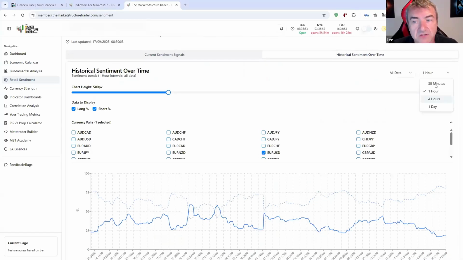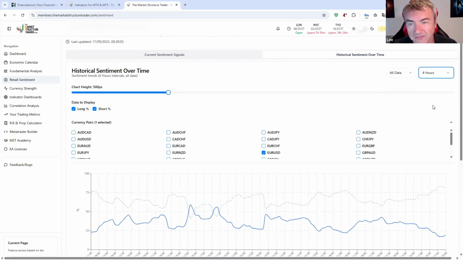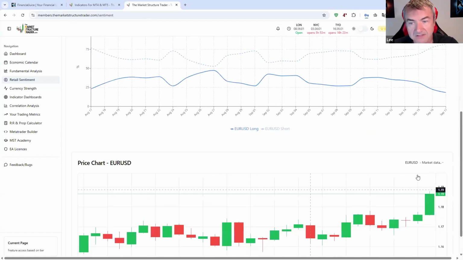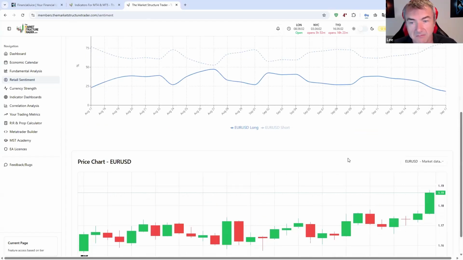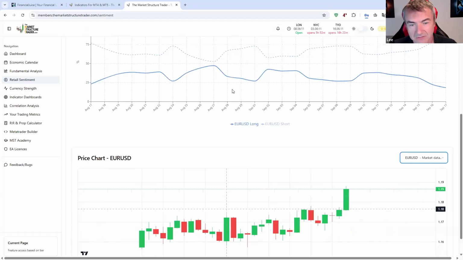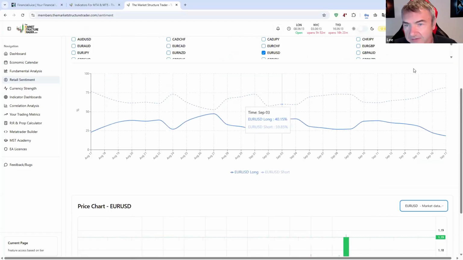You can switch over to different time frames as well. So if we look at the 4 hour, you won't see this change an awful lot, but there you go, daily. And this chart will automatically change as well to the currency that you're selecting, and it changes to the time frame as well. So this is now a daily chart. You can see basically, not as clear actually on the daily. Yeah, it's not as clear on the daily.